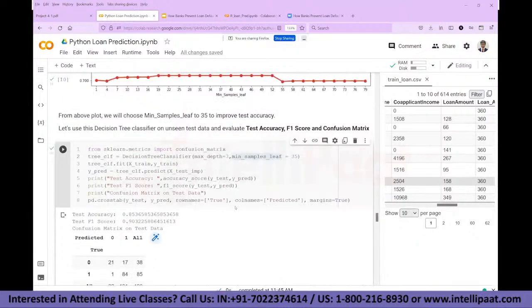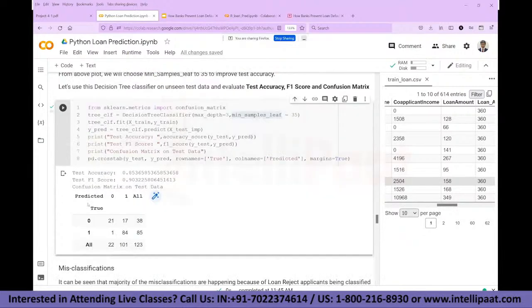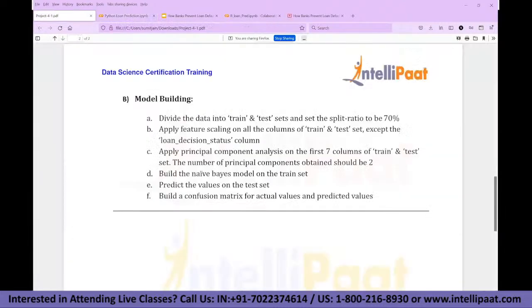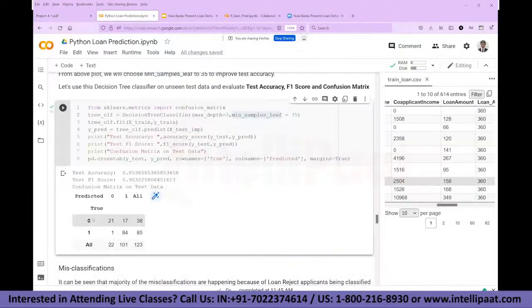And my confusion matrix that I was talking about is basically this. This is what we look at in the last part: the confusion matrix for actual values and predicted values. So 0, 1, 0, 1 in rows and columns. These are the predicted ones, and this is the actual one. In this case, the actual was 0 and the predicted was 0. Where does it match? It is 21.